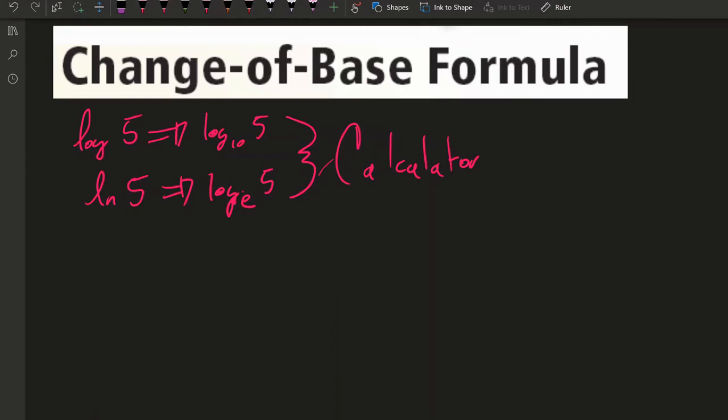So basically what we want to do is, my calculator cannot do something like log base 5 of 3. There's no log base 5 button on my calculator, so I need a way of converting it into either common log or natural log. It's actually a very easy formula.